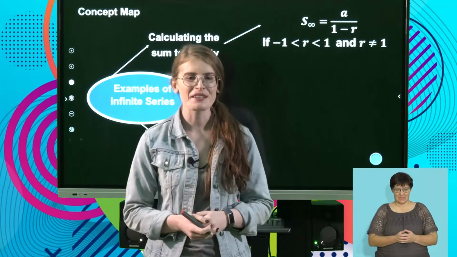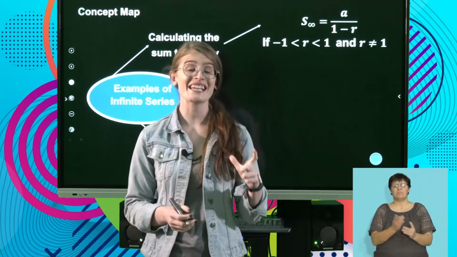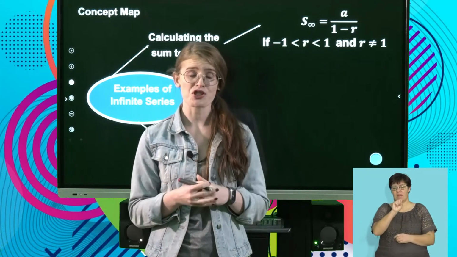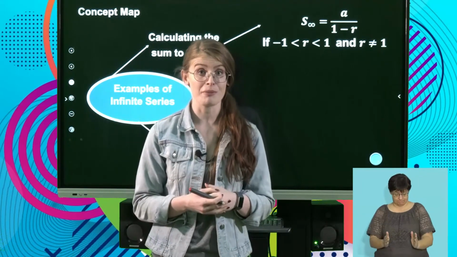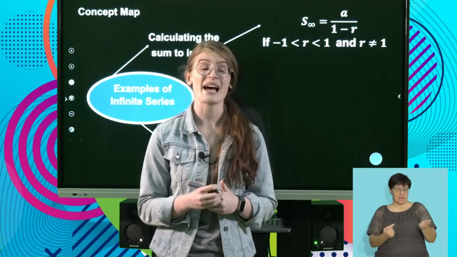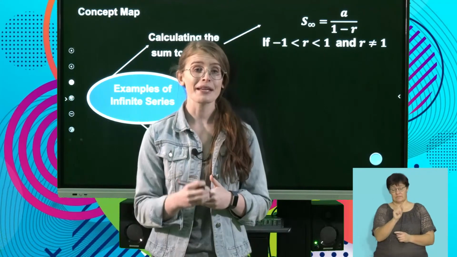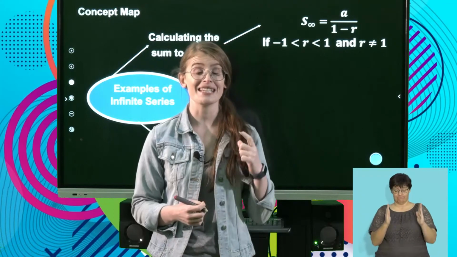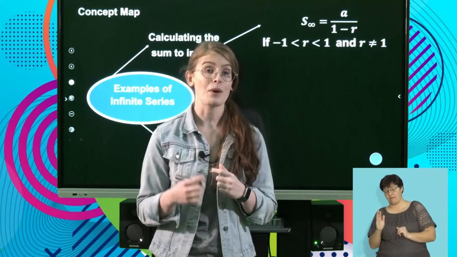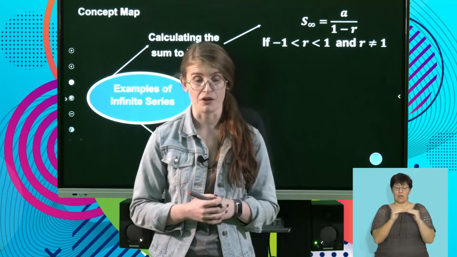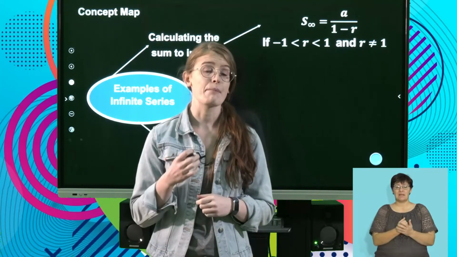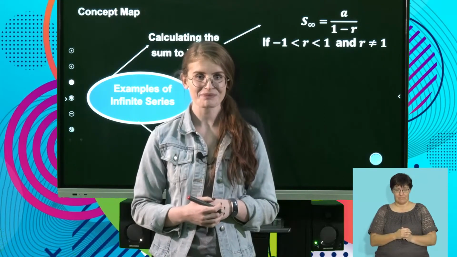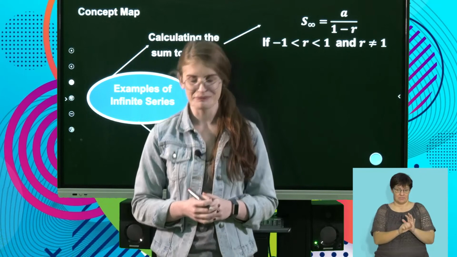Welcome back, everyone. Before the break, we had looked at a sigma example of an infinite series. For the next portion of the lesson, I'm going to look at some other examples about calculating the sum to infinity. Please remember that I can only calculate the sum to infinity when my ratio is between -1 and 1, and when the ratio is not equal to 0. So the ratio has to be a proper fraction in order for me to calculate the sum to infinity. Let's have a look at the next example.